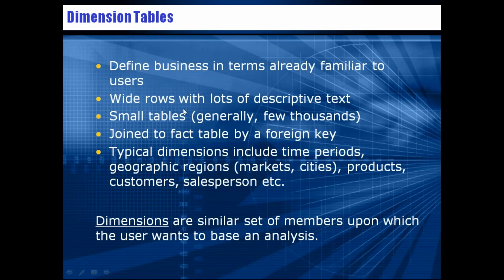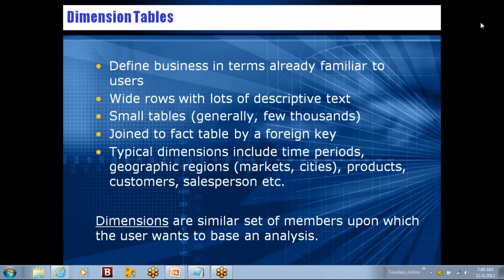To understand dimensional modeling, we have to understand what a dimension is. It defines the business in terms already familiar to the users. Dimensions are those which are already familiar to the business. When we technically implement these entities, each entity becomes a table. This table will contain very wide rows, which means the number of columns is high, and all these columns contain descriptive text of the entity.